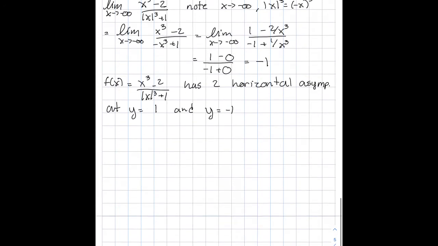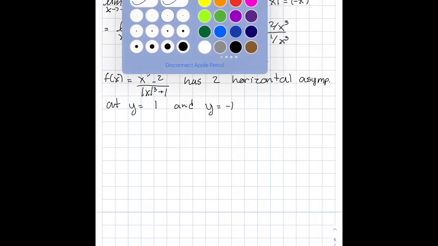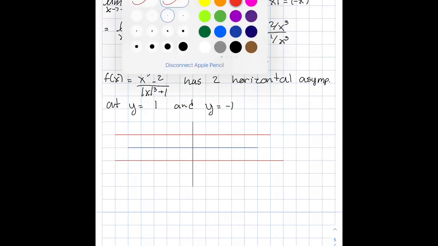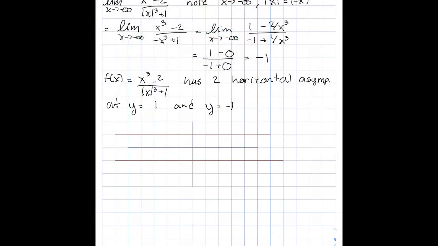I'm going to show you guys a light sketch of this function because I also want to show you something interesting that happens. So our horizontal asymptotes, we can draw these right here at negative 1 and 1. Wow, I love this. This is so fun. Okay, so I drew a beautiful picture. So we're going to go.